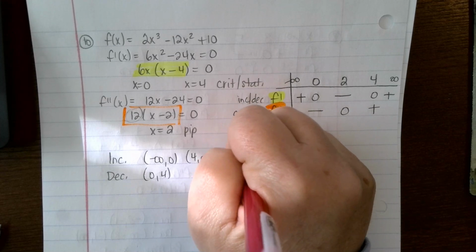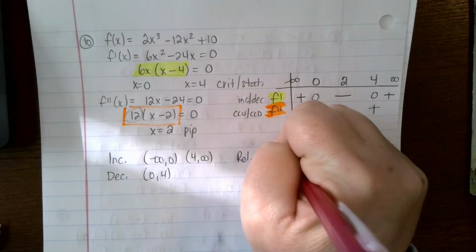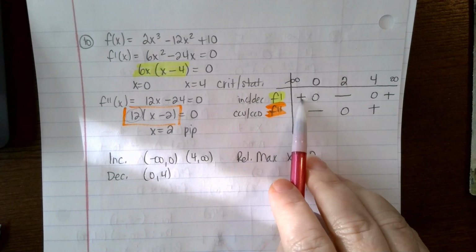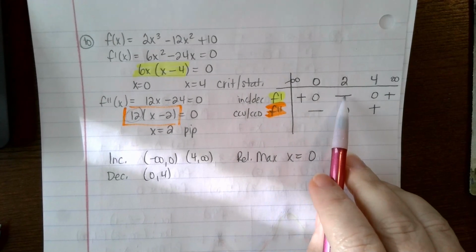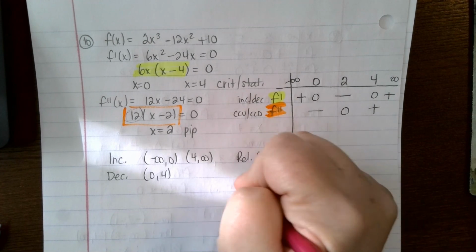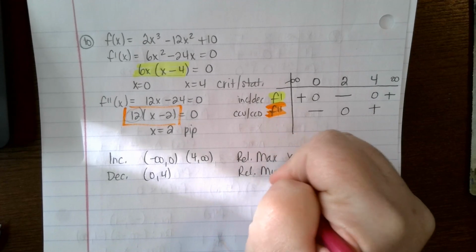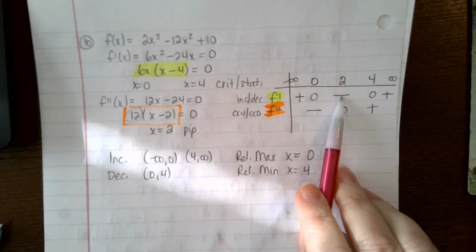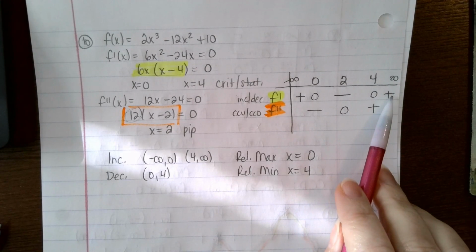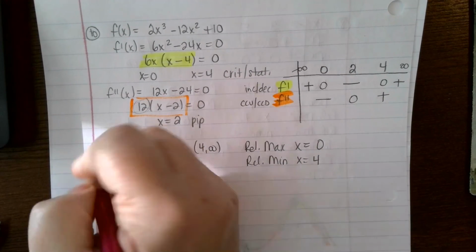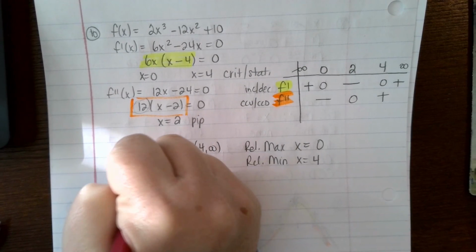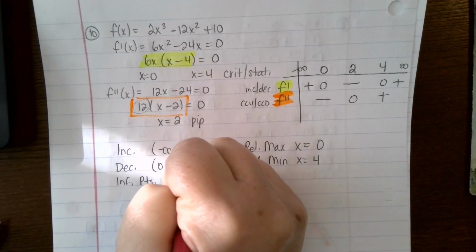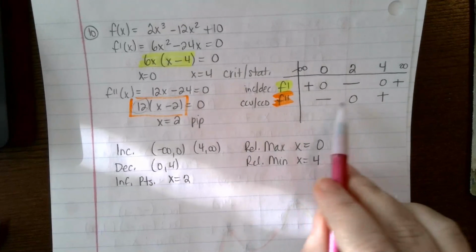We have a relative max at x equals 0, because the first derivative changes from positive to negative. We have a relative min at x equals 4, because our first derivative changes from negative to positive. We have our inflection points, or point, at x equals 2, because the second derivative changes sign.